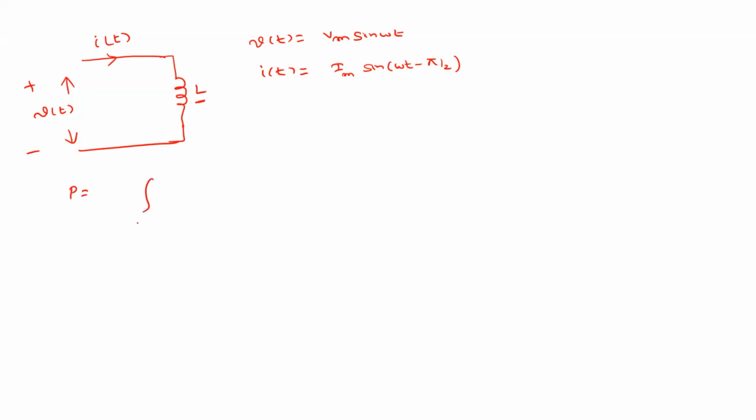So what is the next thing? The integration from 0 to 2 pi by omega of Vm sin omega t into Im sin of omega t minus pi by 2. So what is sin of omega t minus pi by 2? Minus cos omega t.